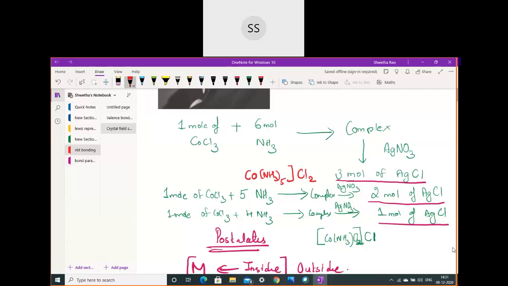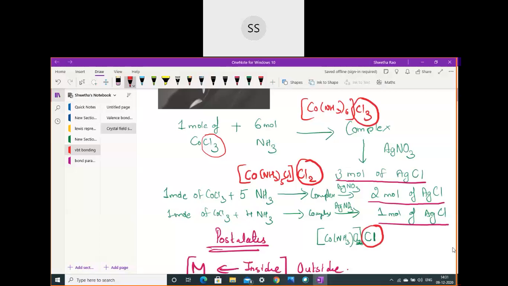Now for the second one also we can deduce the structure. See how it will be. In the second case, 2 moles of AgCl have precipitated. That means 2 Cl are present outside and the remaining everything is directly linked to the metal. So I can write it in this way. Cobalt in the center, only 2 Cl have got out, so I will put that Cl2 outside. Rest everything is present inside.